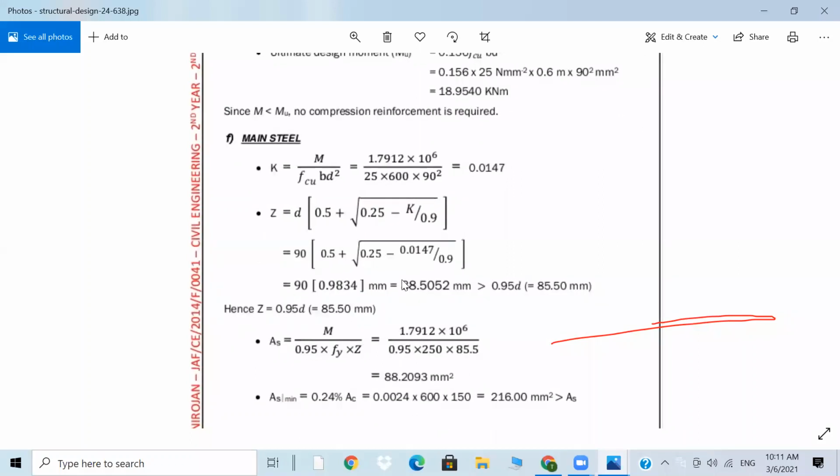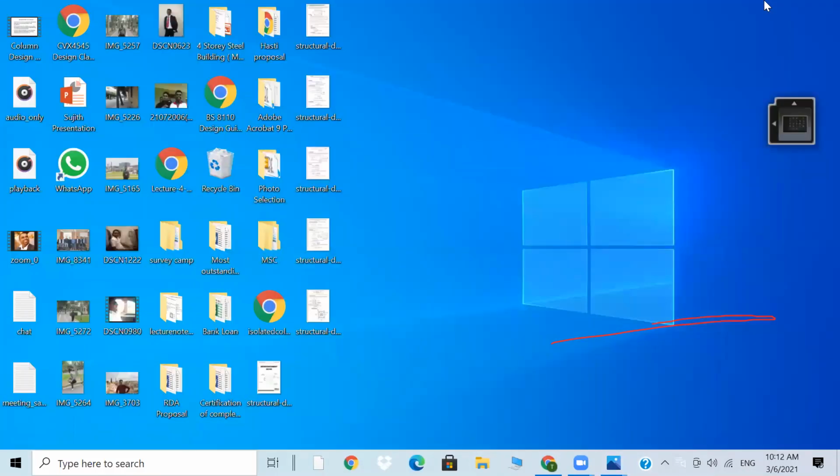So As minimum you can calculate 0.24 percentage. So the Ac is coming approximately 216 millimeter squared. So that is the minimum requirement. As minimum in the footing you have provided the 0.25. So then the minimum reinforcement has to be provided rather than the design value. Okay.